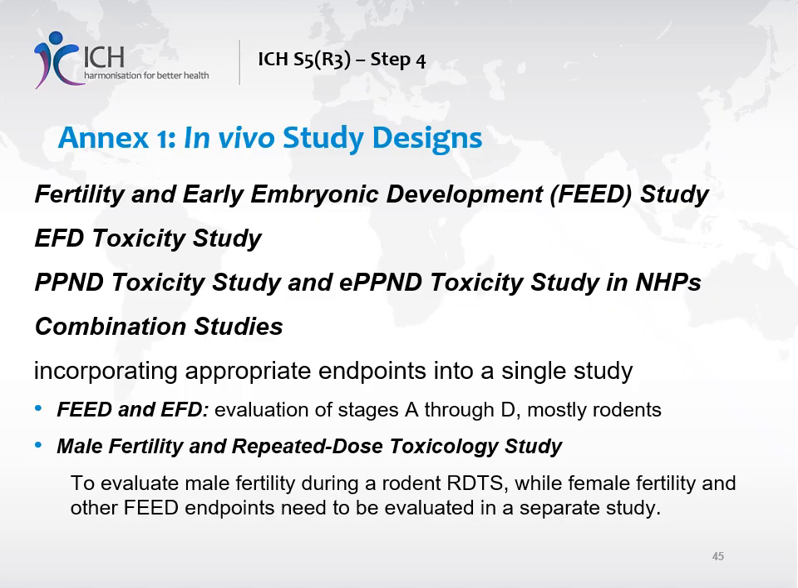Male fertility and repeated dose toxicology study. It is also possible to evaluate male fertility during a rodent repeated dose toxicity study. In this combination study, males that have been dosed for a defined number of weeks are paired with untreated females. Following cohabitation, the males continue to be dosed until the scheduled termination of the repeated dose toxicity study. Female fertility and other FEED endpoints will need to be evaluated in a separate study.